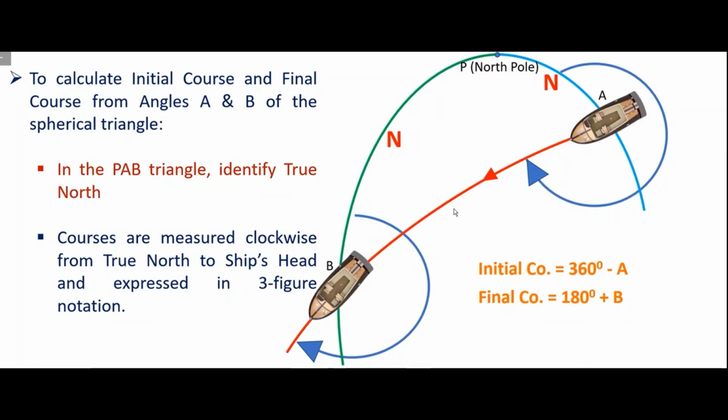Okay, great. So we have seen the ship moving in the easterly direction and the westerly direction in the northern hemisphere, where we considered the North Pole. Let us now consider the South Pole also. So with the ship in the southern hemisphere, how is the calculation of courses done from the angle A and B of the triangle?